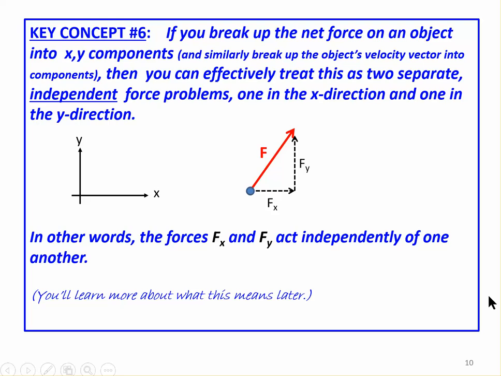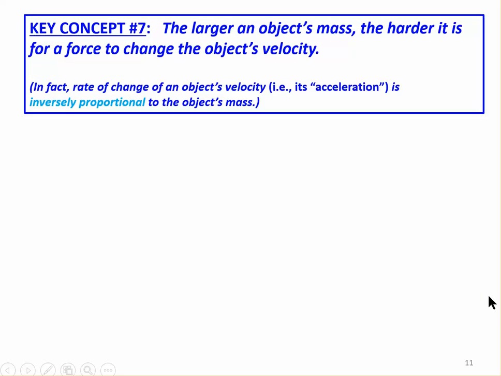The next key concept is as follows, and this is a familiar one. The larger an object's mass, the harder it's going to be for a force to change the object's velocity. This is probably pretty familiar to you. If you push on something that's very massive compared to something that isn't massive, it's easier to affect the motion of the less massive object.